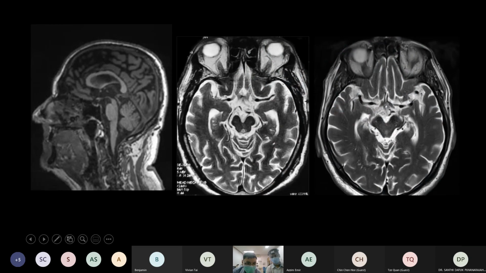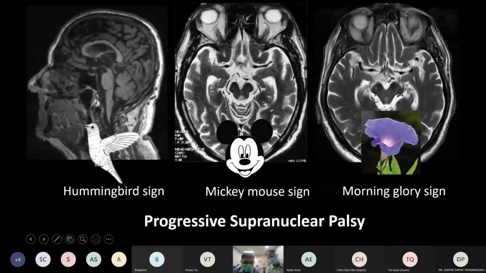And how about this patient? This represents 3 different patients with the same diagnosis. You can see here, this is the midbrain, which looks atrophic and appears like a hummingbird. Then this one, also at the level of the midbrain, looks as if there's an ear and a face here, looking like Mickey Mouse. This one looks like a flower, a morning glory. So with that, we know that most likely this patient has progressive supranuclear palsy, Parkinsonism plus, with all the classic features that we can detect in MRI.